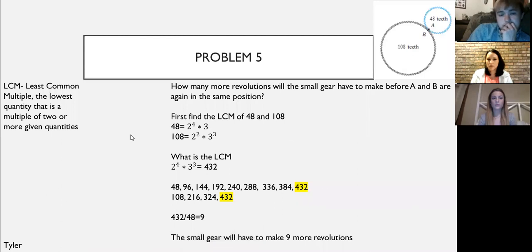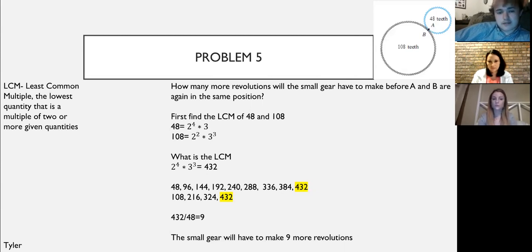Okay, how many more revolutions will the small gear have to make before A and B are again in the same position? All right, so first we need to determine what LCM is. So LCM is the least common multiple. That's the lowest quantity that is a multiple of 2 or more given quantities. So our two given quantities are 108 and 48. And to determine the LCM, we can do it one or two ways. We can do it the easy way, or we can do it the hard way.